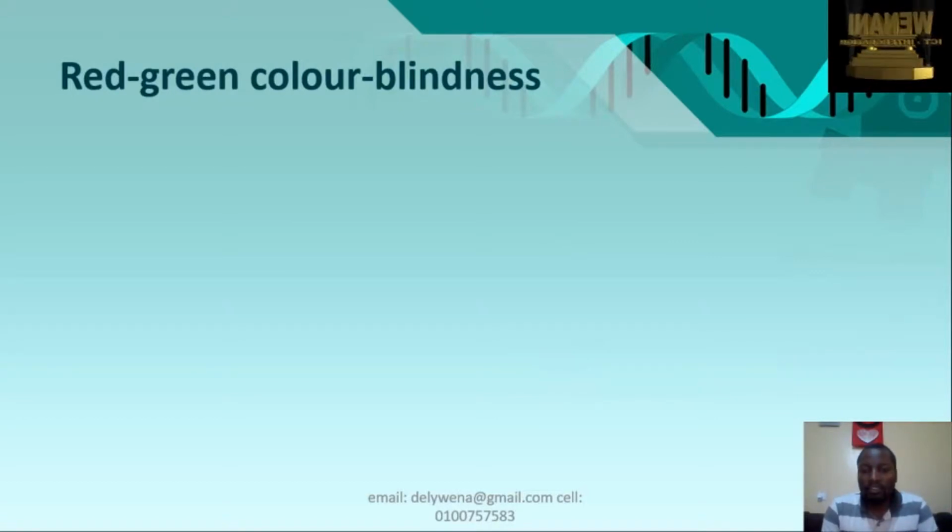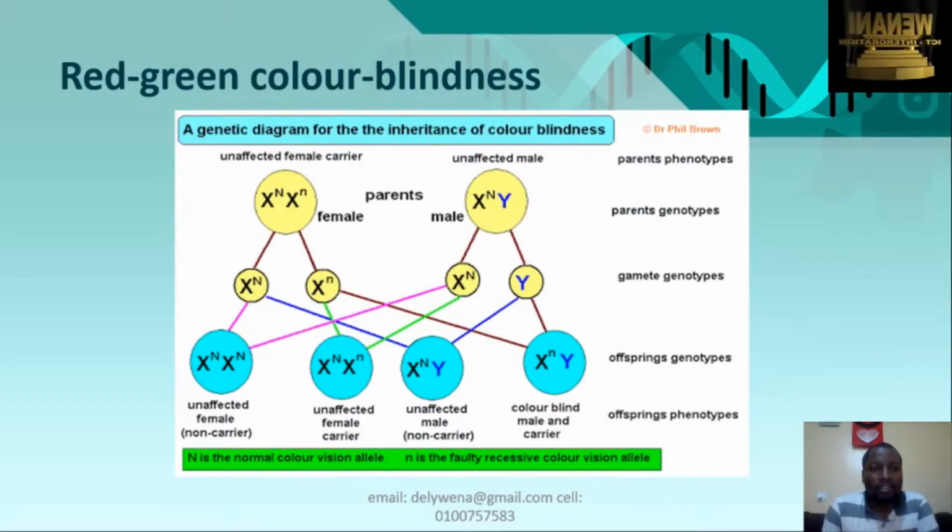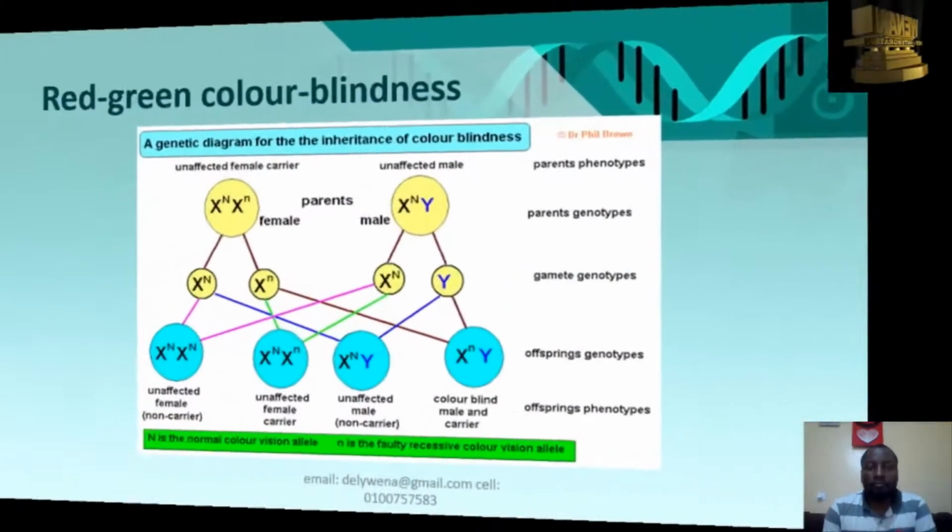This is the cross. We have a carrier female crossed with an affected male. As we cross, you'll see that one of the sons will be colorblind, and at the same time one of the females will be a carrier.